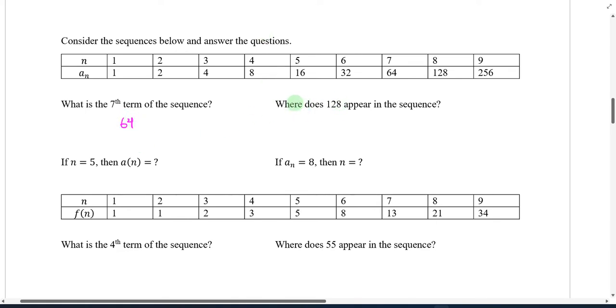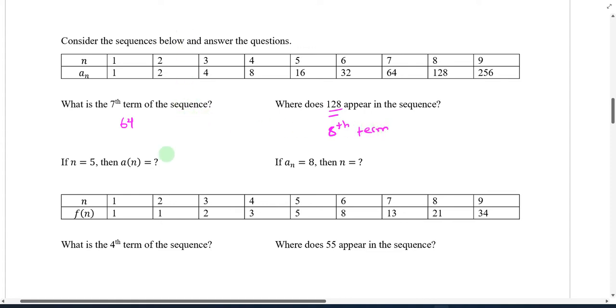Then it says, where does 128 appear in the sequence? Well, this is a term value. So I'm going to go to a sub n and look for 128. Here it is. And it says where, so they're asking for the location. Well, it's the 8th term of the sequence. It's the 8th term.